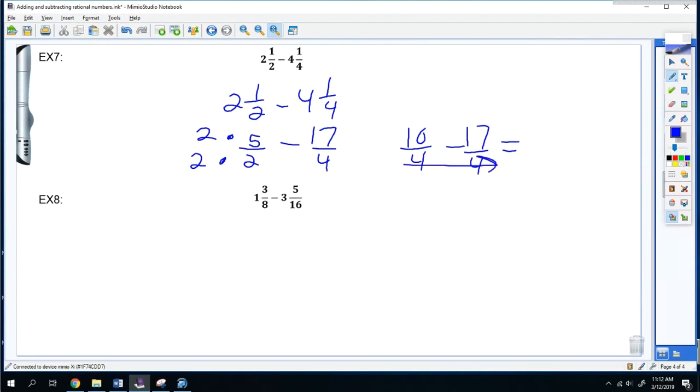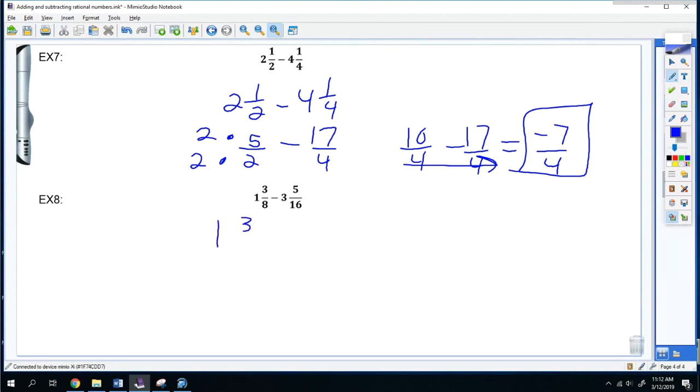Subtract that. The 4 stays the same. So you just do 10 minus 17, which would be a negative 7. And I'm going to leave it as negative 7 over 4, but generally you would change it back to a mixed fraction, but I like to be improper. All right, so now you try one.